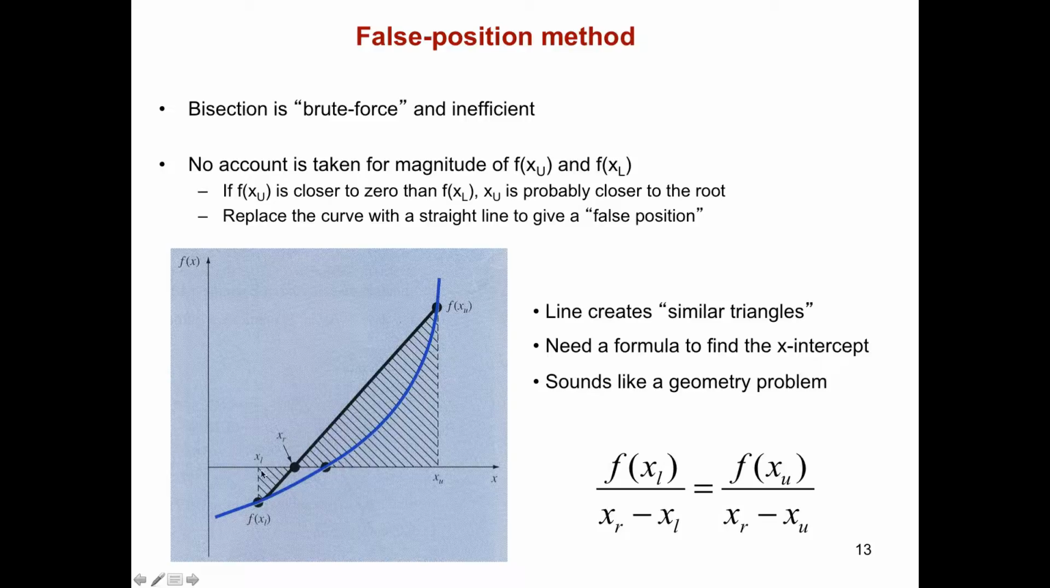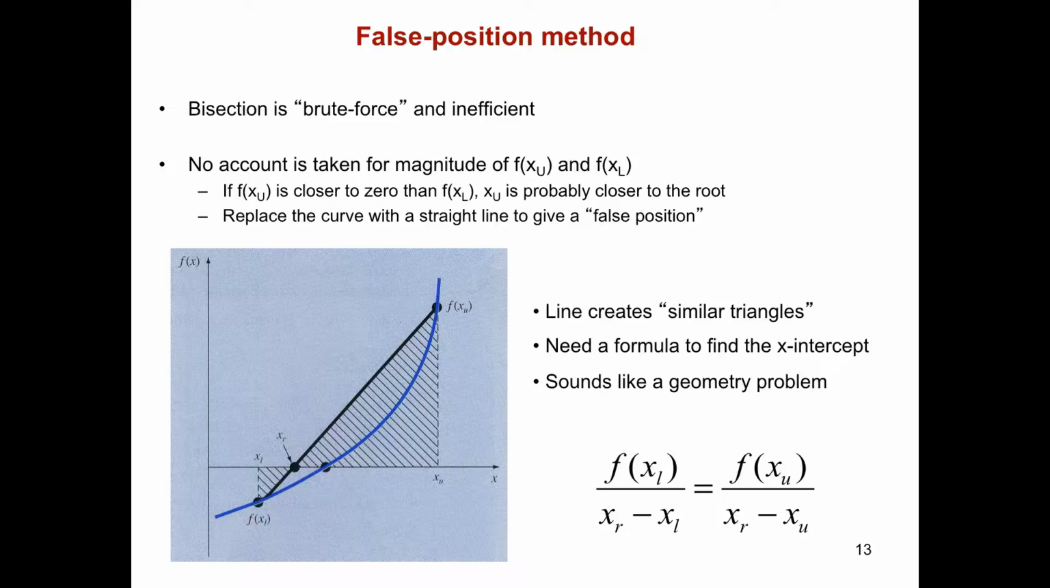Okay. So when I evaluate that graphically, I know that these two triangles are similar. So basically f of xl divided by this xr minus xl. So basically this length divided by this length has to be the same as this length divided by this length. And I can actually solve that for my xr. What is my next xr?